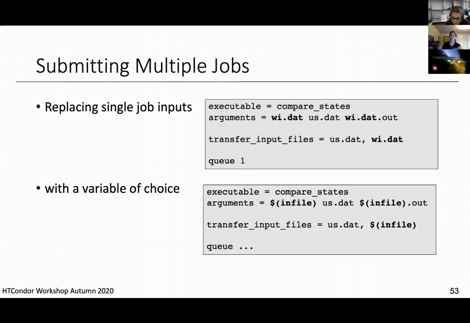Here we're going to come back to our compare states example. Now suppose we have multiple states to analyze, not just Wisconsin data. And so again, not numbered, so Q5 is not going to work for us. Instead, we're going to use our own variable instead of process, and we can choose what it is. So here I've replaced the pieces of the submit file that need to vary with $(in_file), my own variable, in all the correct places.